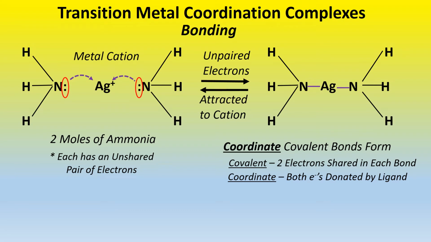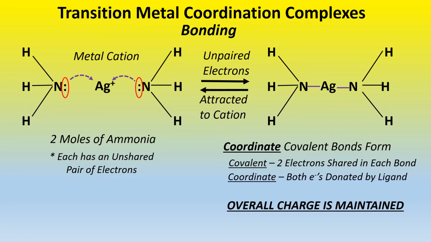Also of note is that the overall charge is maintained. I have 2 neutral ammonias and a silver plus, and the final complex has the +1 charge. There is no exchange of electrons. It's purely sharing. It is a covalent bond, except both electrons come from the same source.